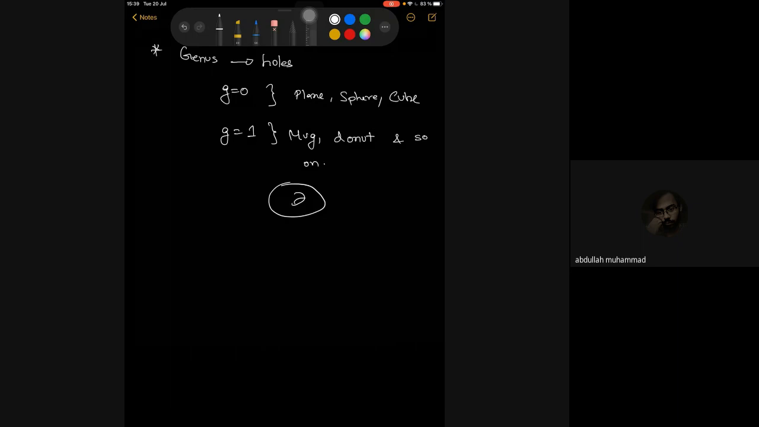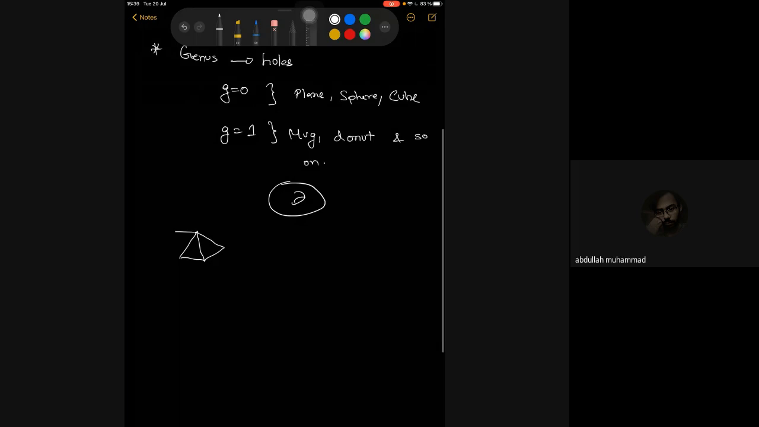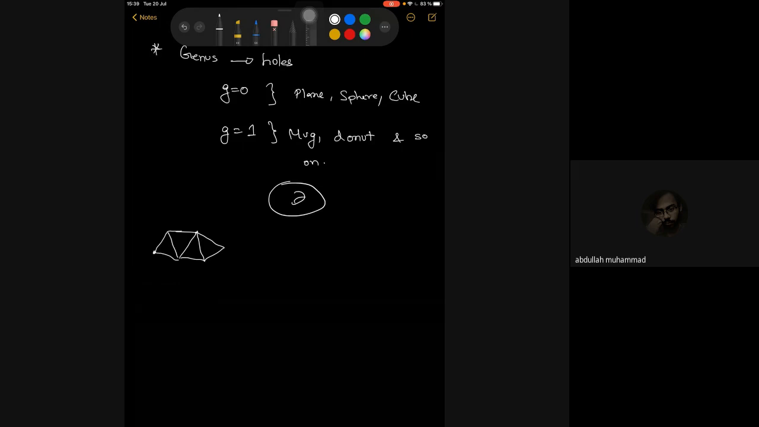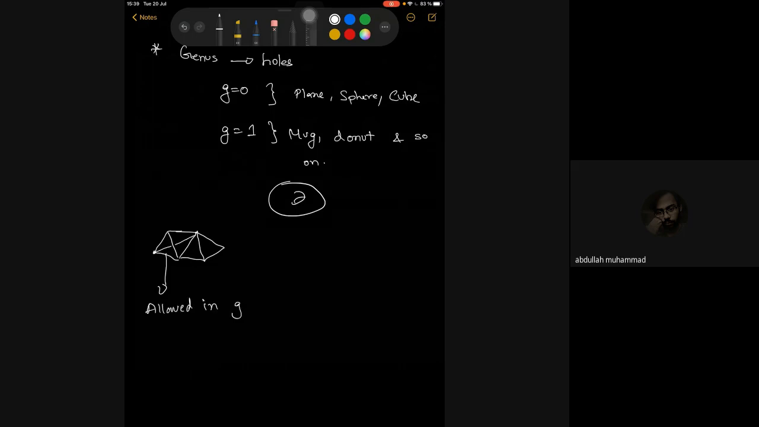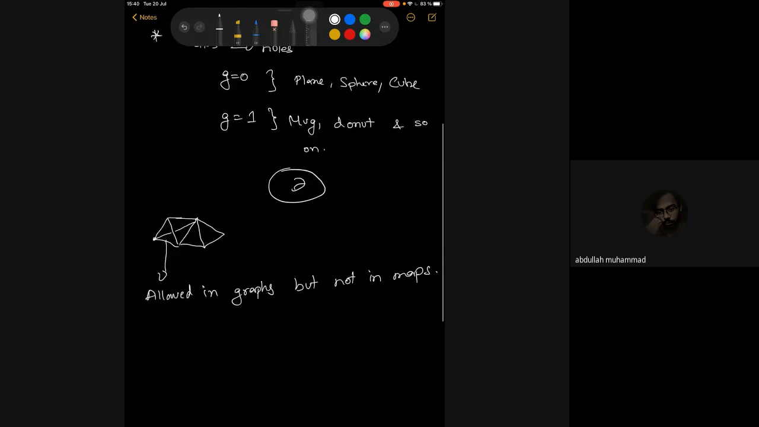So what were maps again? Maps was, for example, if you have a graph like this, say this is a graph, and this is another point. The overlapping thing is allowed in graphs, but not in maps. So this is the only basic difference. Another one is they're isomorphic to disk. They're somewhat equivalent. So there's that.